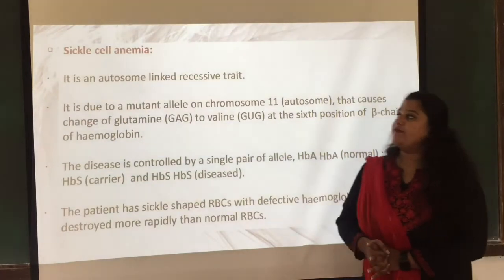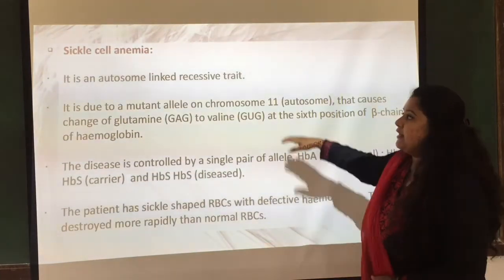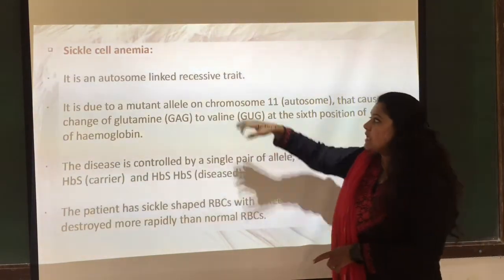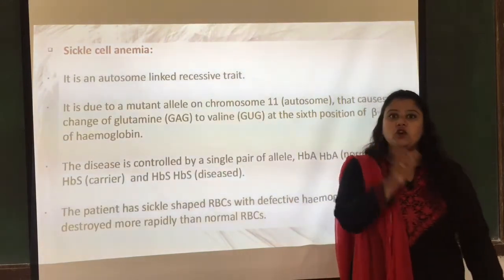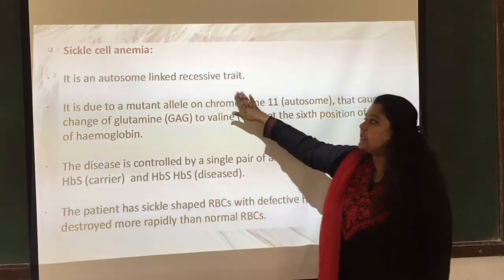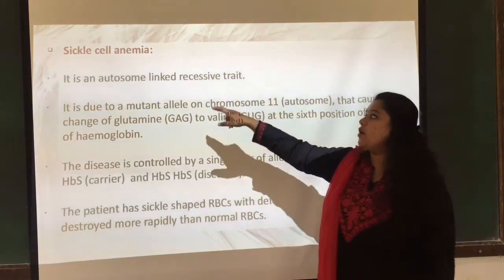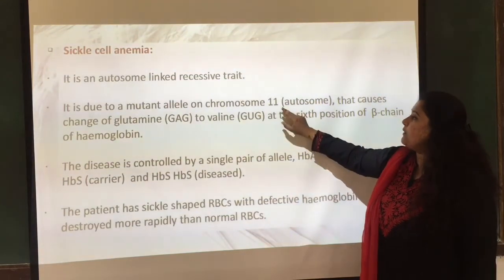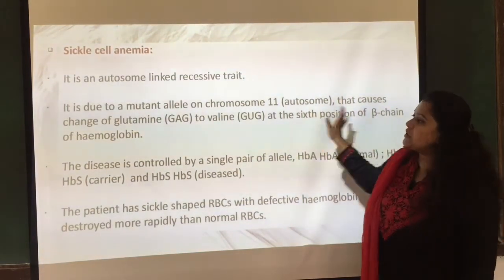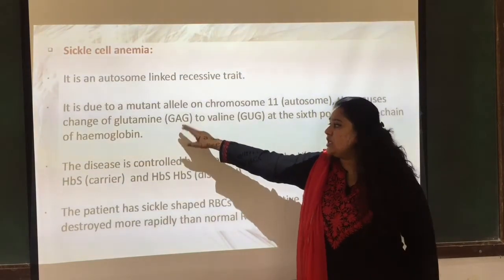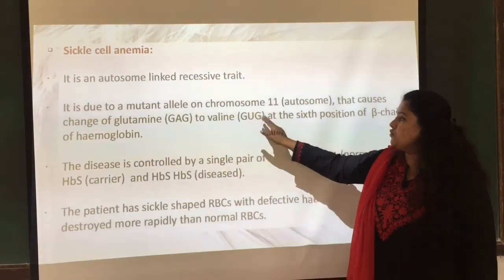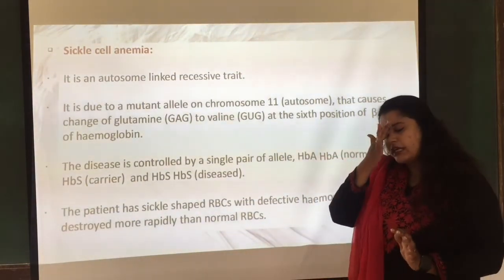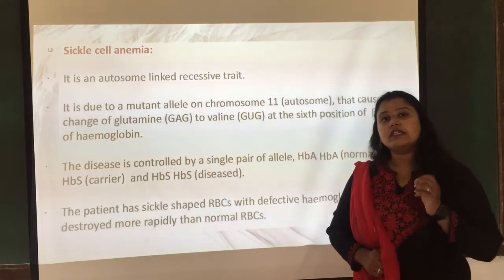The second type of disease is sickle cell anemia, right? It is an autosome-linked recessive trait. Autosome-linked means this is seen in autosomes with a recessive trait, but as it is linked with the autosomal chromosome, it is said to be an autosome-linked recessive trait. It is due to a mutant allele on chromosome 11, which is an autosome, that causes change of glutamic acid, that is GAG, to valine, that is GUG, at the 6th position of the beta chain of hemoglobin. Now your blood has a component which is known as hemoglobin, right?